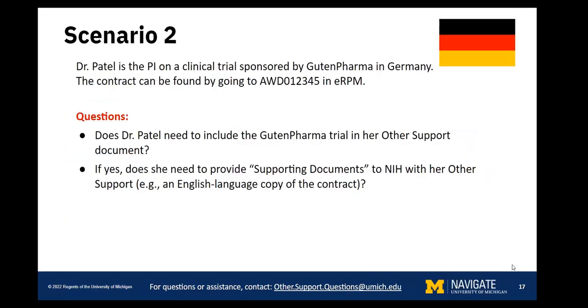All right, scenario number 2, Dr. Patel is the PI on a clinical trial sponsored by Guten Pharma in Germany. The contract can be found by going to award 012345 in ERPM. So the questions are, does Dr. Patel need to include the Guten Pharma trial in her other support document? And if yes, does she need to provide supporting documents to NIH with her other support, meaning an English language copy if it's not in English?